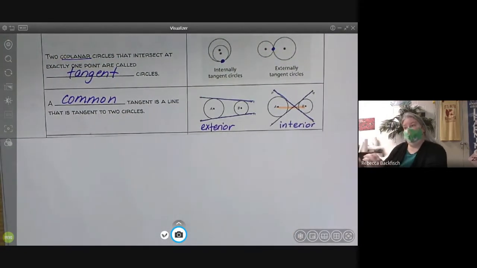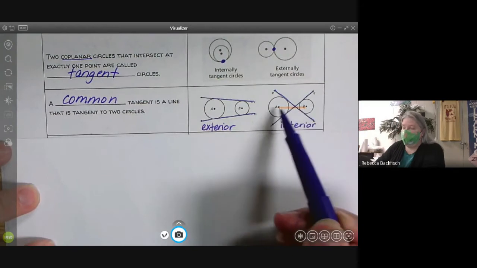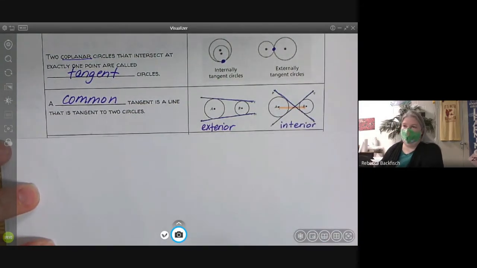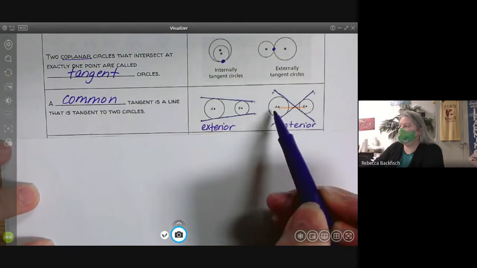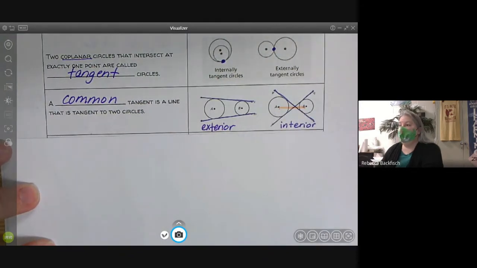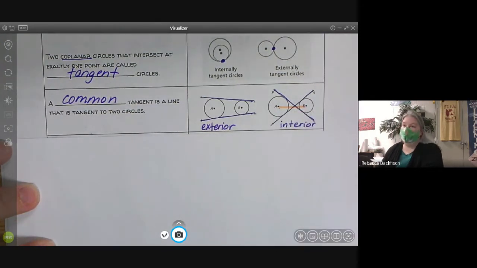A common tangent is internal or interior if it crosses the segment between those two centers. So that's the test. If it does not cross the imaginary segment connecting the two centers of the circles, then it's an external tangent. If it does touch that segment, it's an internal common tangent. So that's your test for this.